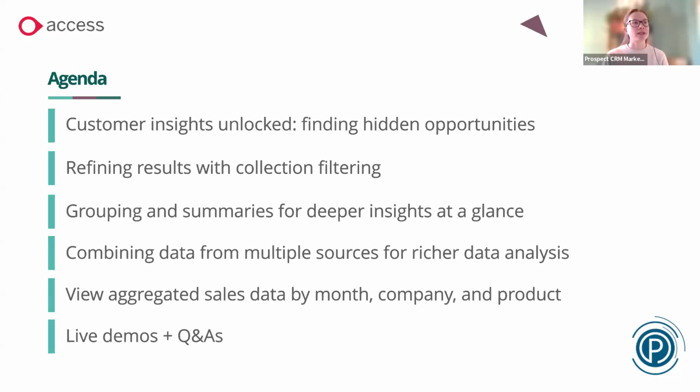The way we're going to demonstrate that is by using features such as collection filtering, grouping and summaries. Grouping and summaries give you a bit more of an oversight of the data we're looking at, whereas collection filter is more about getting into the nitty gritty of the data. We'll also be going through the cubes that we have. Cubes are pre-aggregated data for your sales, so you can see your sales month by month in one report. So that's a little bit about the agenda, and as I said, there's a demo and a Q&A section at the end.